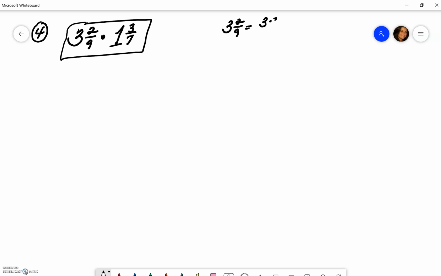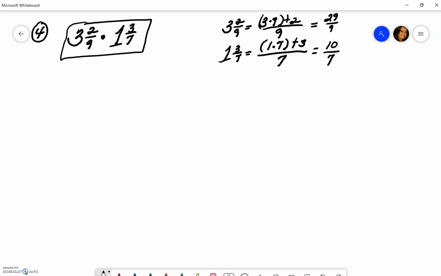So that would be 3 times 9, and then you add in the 2, all over 9. And then this one would be 1, 3 over 7. So to write this would be 1 times 7, and then add in your 3, and that's all over 7. So when we perform the multiplication and addition, we should end up with 29 over 9, and this one will be 10 over 7. So now we're going to use these fractions in our problem.